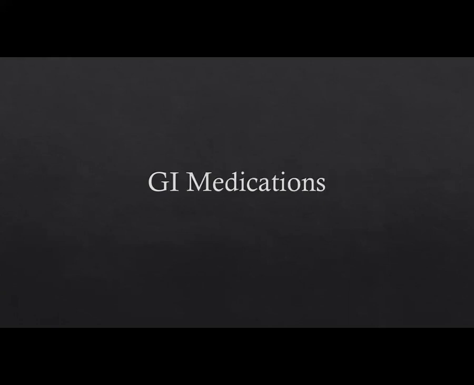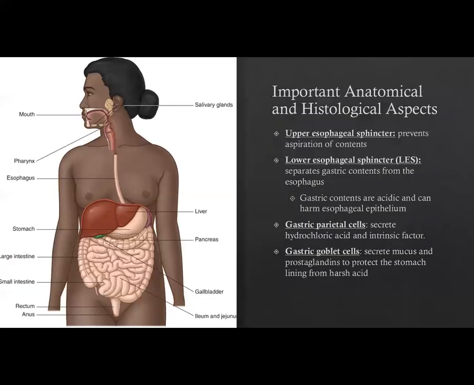Today we are going to be talking about the medications that we use with our GI system. So as always, we're going to start with a general GI overview. On that, what I have is your upper esophageal sphincter and your lower esophageal sphincter. These are two sphincters, and basically the way they work is they will open and close.